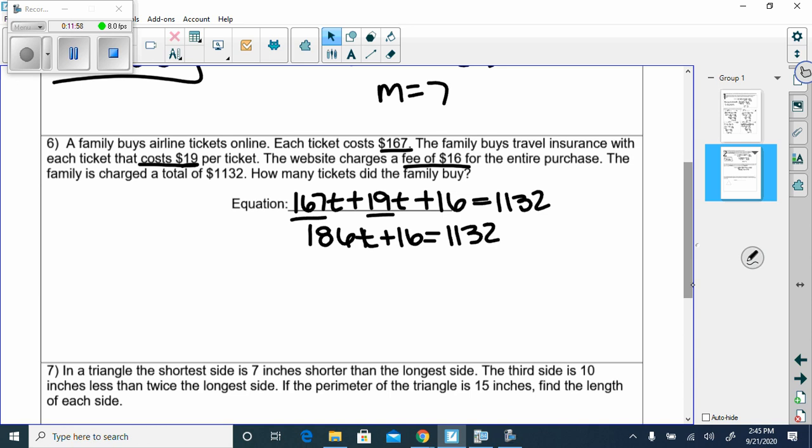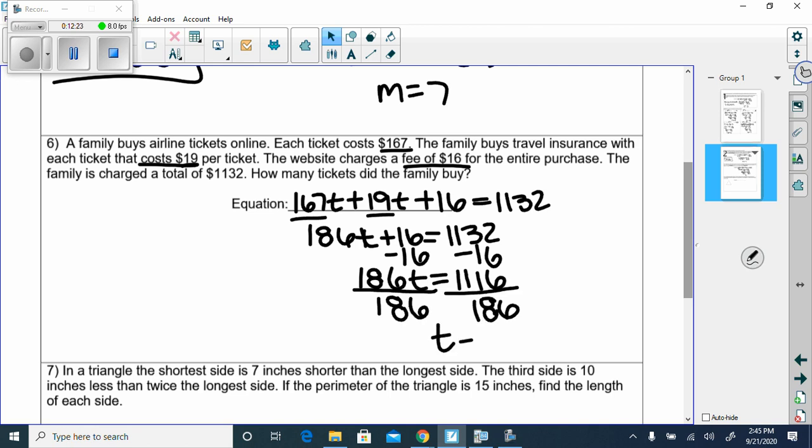Okay, what should I do now? Subtract 16 on both sides. So I've got 186T equals 1116. Now what should I do? Divide by 186. Perfect. That equals 6. Okay, so T equals 6. So they bought 6 tickets. Good.